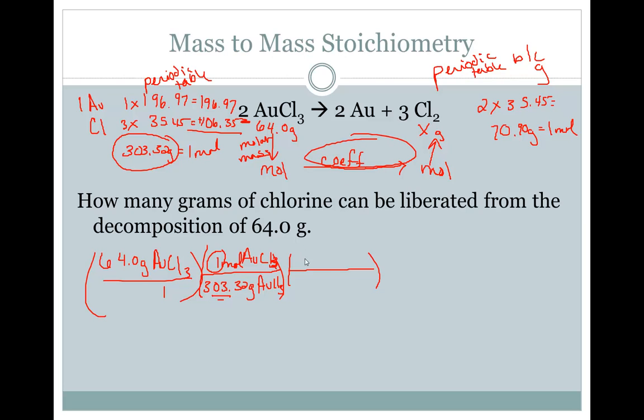So we have moles of AuCl3 on the top. I want to put moles of AuCl3 on the bottom, and that coefficient is 2. On the top, where we're going to, that's 3 moles of Cl2. Now the question is asking us for grams, so we need one more. 1 mole of Cl2 is 70.90 grams of Cl2. And remember, we got that off the periodic table. So, to put in the calculator, we have 64.0 divided by 303.32 times 3 divided by 2 times 70.90, and that comes out to be 22.4 grams Cl2.